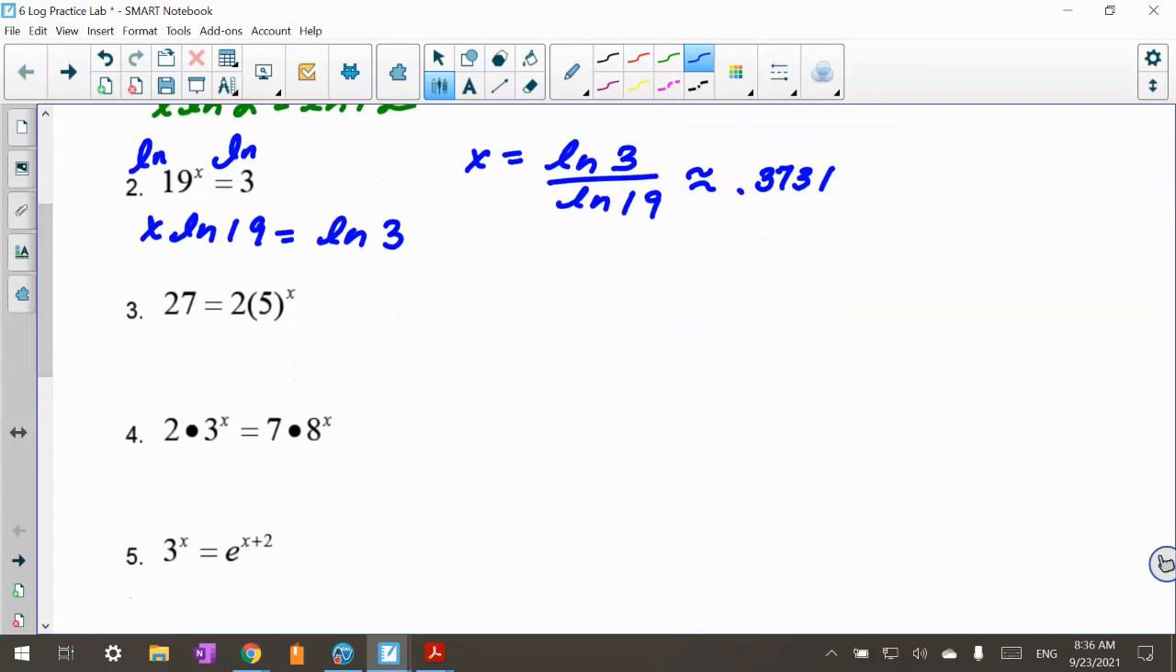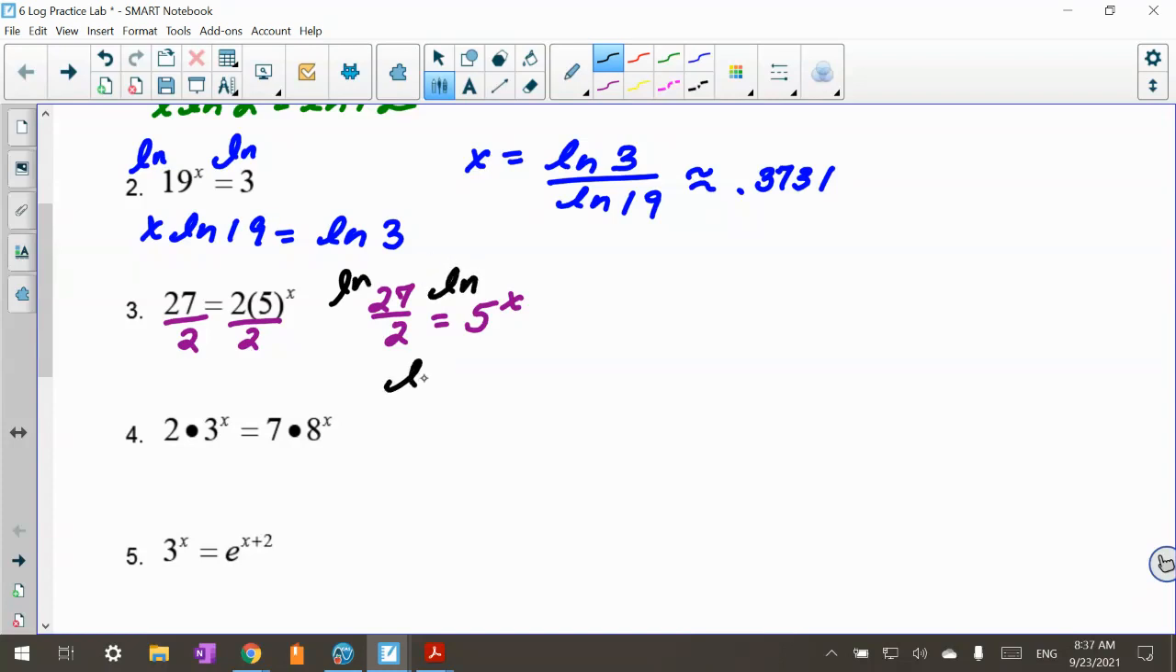Okay. Now we always start easy and get harder. So this one right here, I have 27 equals 2 times 5 to the x. So I look at it and say, wait a minute, I could natural log both sides and use my log rules. However, I see there's a 2 times 5 to the x. So I'm going to use some normal math and divide both sides by 2. So now I have 27 over 2 equals 5 to the x. Now there's really no other normal math to do, so I'm going to natural log both sides.